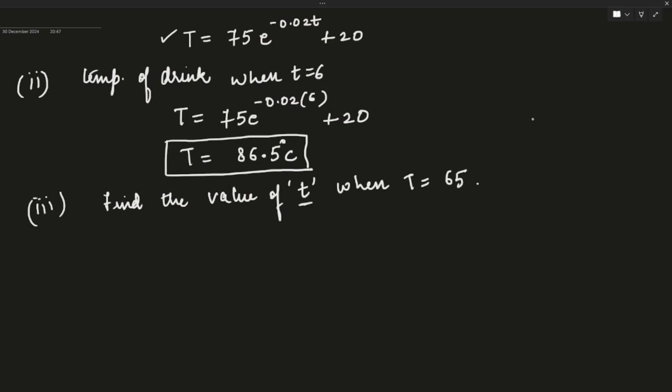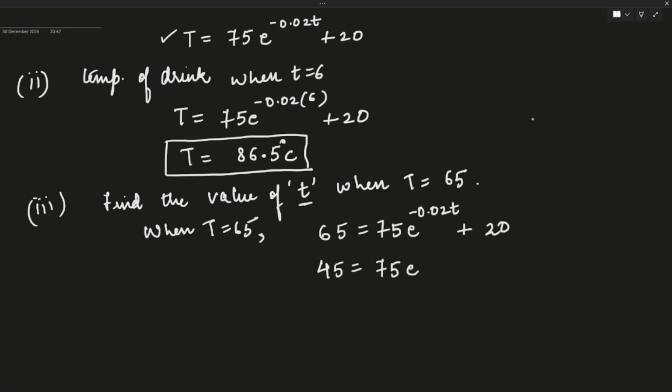So what we'll do is put capital T equal to 65 in this equation. So when T is equal to 65, what will the equation become? 65 is equal to 75 e to the power minus 0.02 t plus 20. Now we'll scoot this 20 over here. So 65 minus 20 is 45. So 45 is equal to 75 e to the power minus 0.02 t.